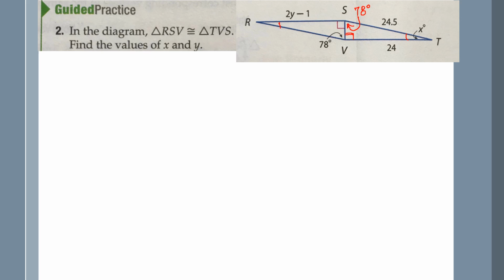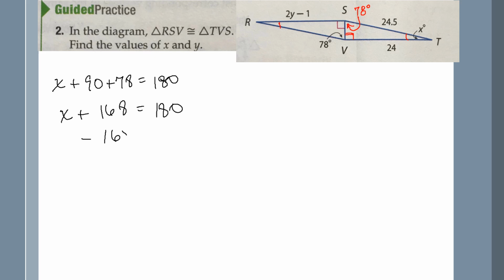Okay, so I want to solve for x. Well, I've already marked this up that this is 90 and 78. So x plus 90 plus 78 equals 180, right? So x plus 168 equals 180. If I subtract 168 from each side of this equation, I end up with x is equal to 12.